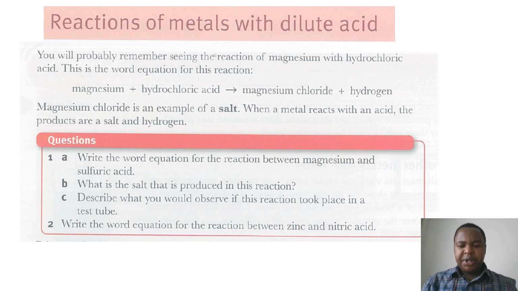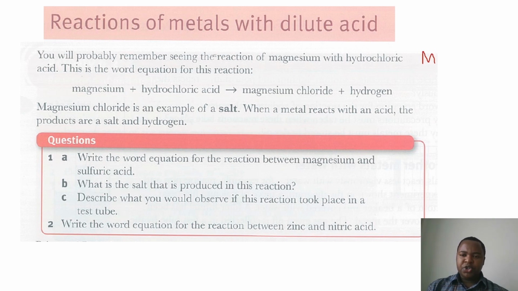And finally, the reaction of metals with dilute acids. So we have looked at the reaction of metals with oxygen, the reaction of metals with water, and the last one is the reaction of metals with acids, dilute acids. We don't work with concentrated acids mostly.